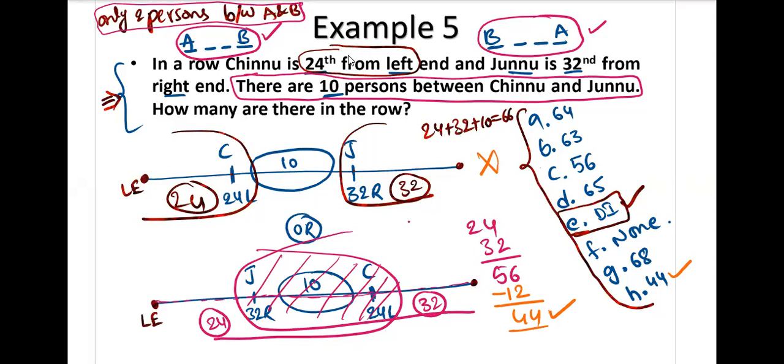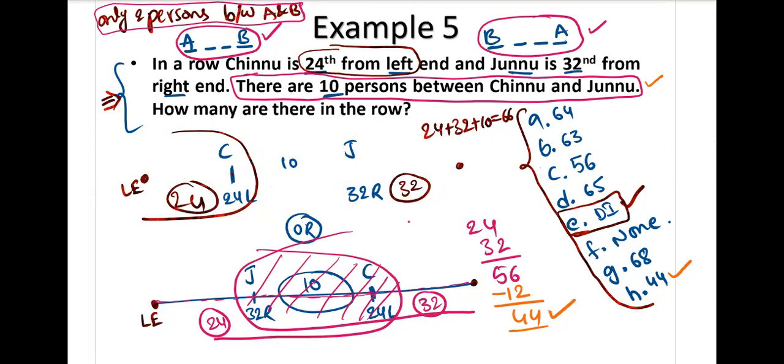If Chinnu is to the left of Junnu, in that case it's 64, then 66 is the only possible answer. Another answer is not possible. Because that point is not mentioned here, we need to try both. So let us find a shortcut for these two possibilities.